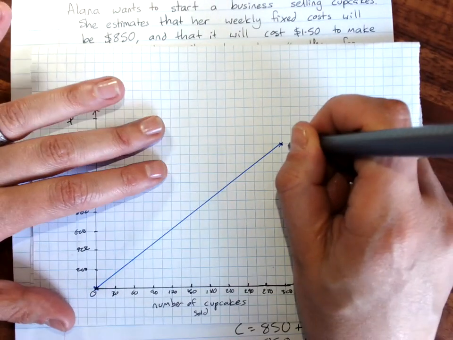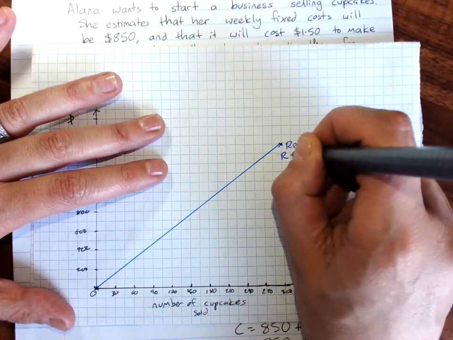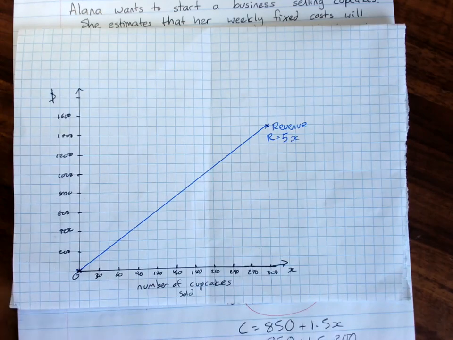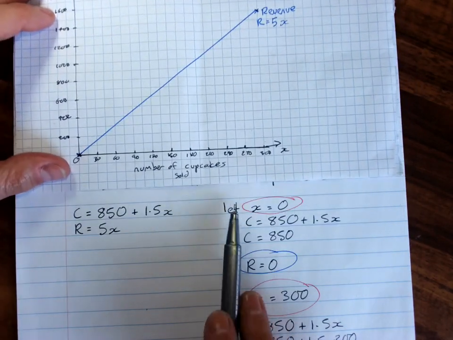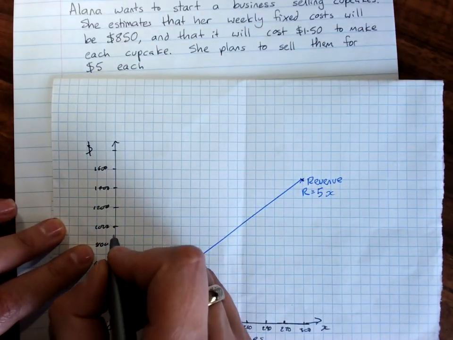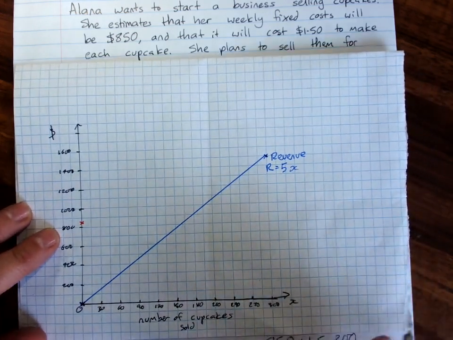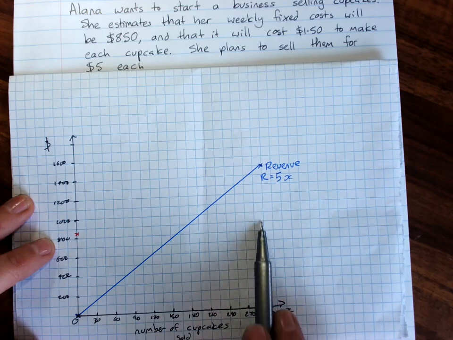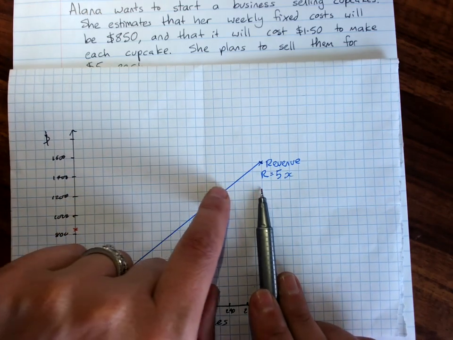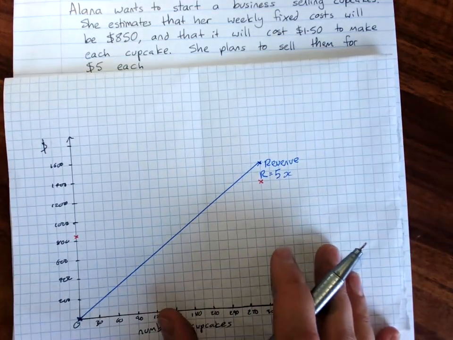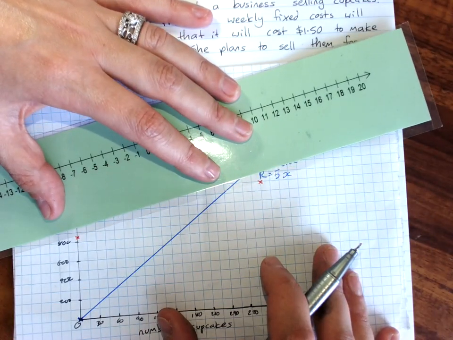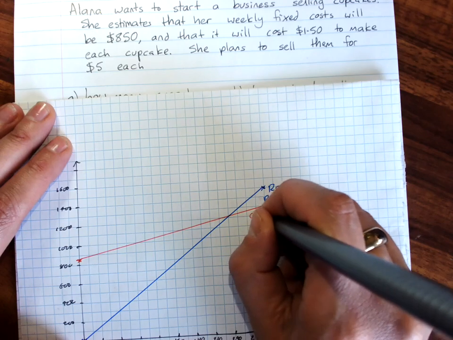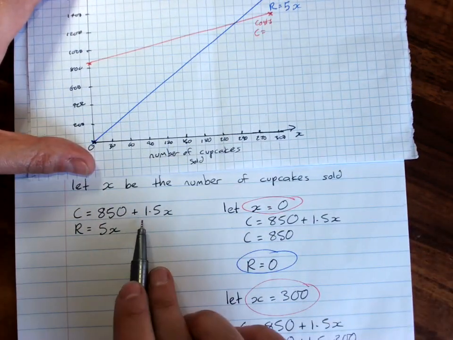You've got to label that revenue. R equals, sorry, what is revenue? Revenue is 5x. You put in your cost line. The cost when x is 0 is 850. And when you've sold 300 cupcakes, the cost is 1300. 300 cupcakes, cost of 1300, and you graph that line. You label that line. Costs, C equals, what is it? 850 plus 1.5x.